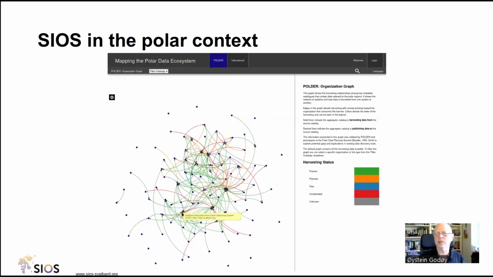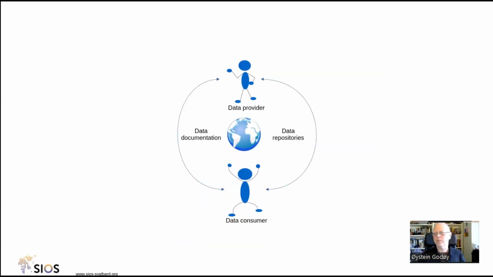I did also mention that we are present in the polar context. So this is just the location. Down here, you have the SIOS Data Management System as a node in the polar data ecosystem, and all the data centers we are connected to. This is a graph that is served by the Mapping the Polar Data Ecosystem. It's a joint SCADM and SEARCH IASC Arctic Data Committee effort to build this service. So we are well positioned in that landscape.